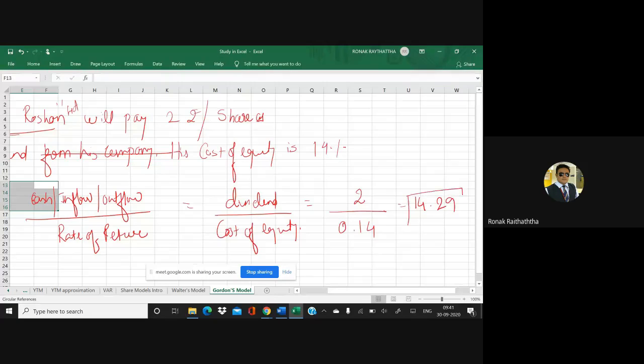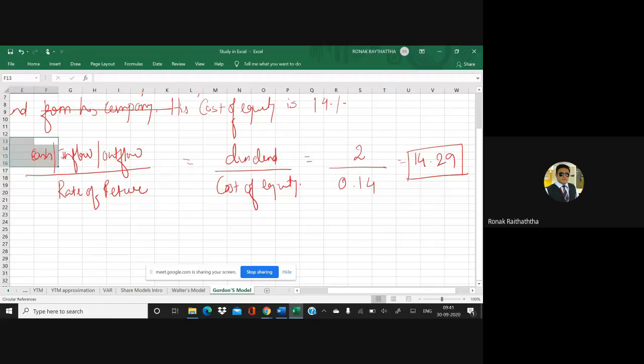Others may verify this. There is nothing there. Just 2 divided by 0.14. So that means this particular share deserves the price of 14.29 as far as the dividends are concerned. I mean, if you try to find the present value of all the dividends which you are receiving from this company, the price should be 14.29.